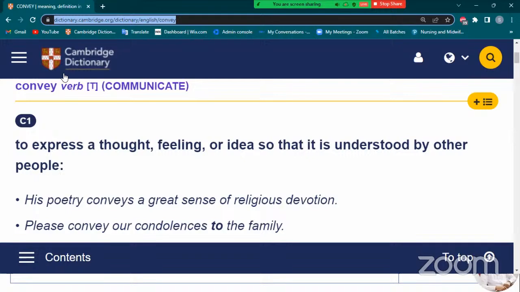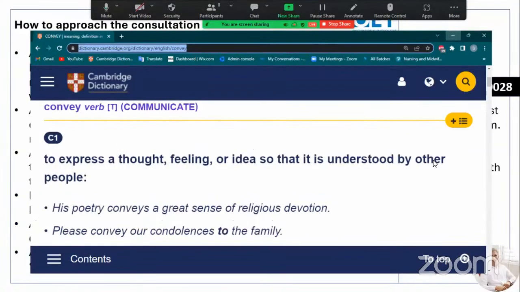Okay, convey is C1. Somebody write down the C1 words in your notebook, all of them, put them together and afterwards give them to the others, give to me. So, okay, fine. Next one. So, articulate.